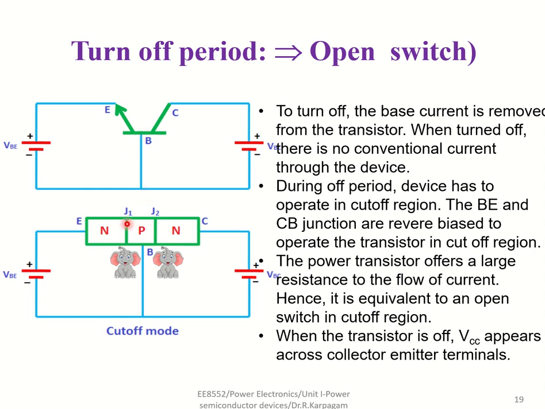It means that the junctions J1 and J2 are reverse biased. J1 is the base emitter junction and J2 is the collector base junction. When both the junctions are reverse biased, the transistor operates in cutoff region. It offers a larger resistance to the flow of current. It is equivalent to an open switch. During this condition, the supply voltage appears across the collector emitter terminals.